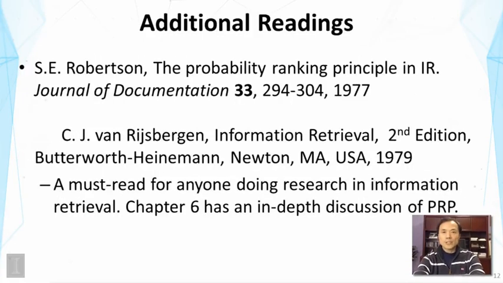There are two suggested additional readings. The first is the classic paper on the probability ranking principle. The second is a must-read for anyone doing research in information retrieval. It's a classical IR book, which has excellent coverage of the main research results in the early days, up to the time when the book was written. Chapter 6 of this book has an in-depth discussion of the probability ranking principle and probabilistic retrieval models in general.